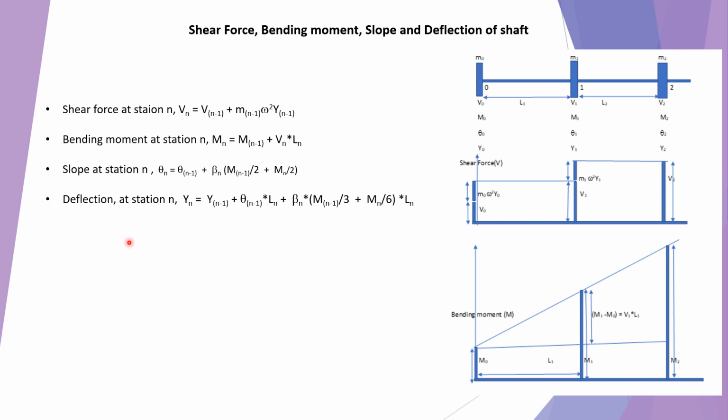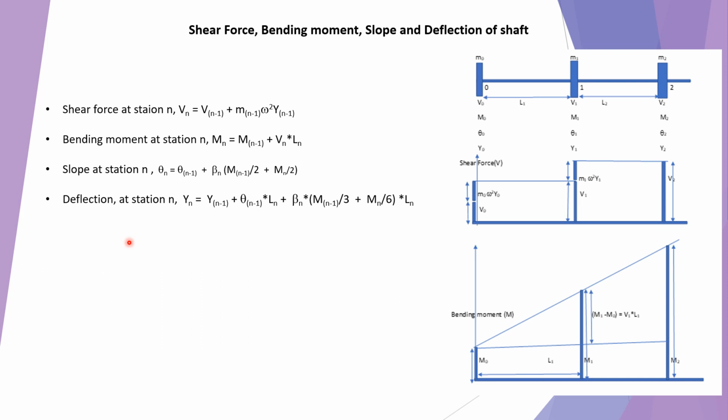These are the general expressions for shear force, bending moment, slope and deflection. The expression or derivation part is done in the previous videos, so we have not considered it in this video. Shear force at station n, Vn, is equal to Vn minus 1 plus Mn minus 1 into omega square into Yn minus 1. Bending moment is Mn equal to Mn minus 1 plus Vn into Ln.